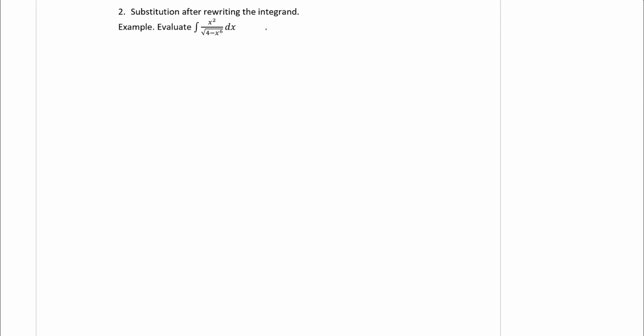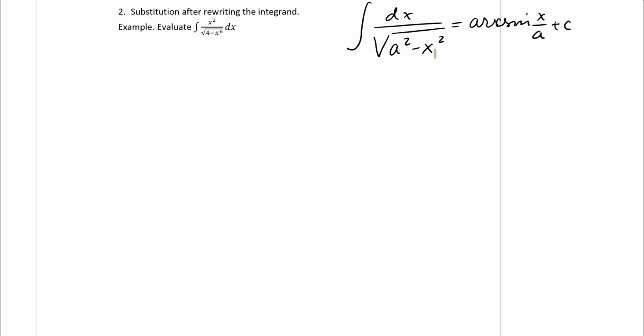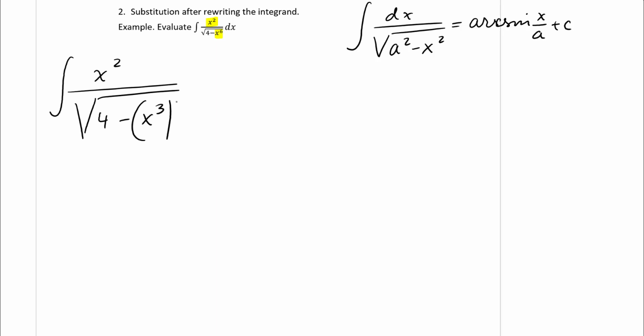Now, in the integral that I was telling you about, we have dx over the square root of a squared minus x squared, which is arcsine of x over a plus c. But in our case, I don't have x squared, I have x to the 6. But I have x squared at the top. So what if we make this connection? We write the square root of 4 minus (x to the 3rd), everything to the 2nd. It's still x to the 6.